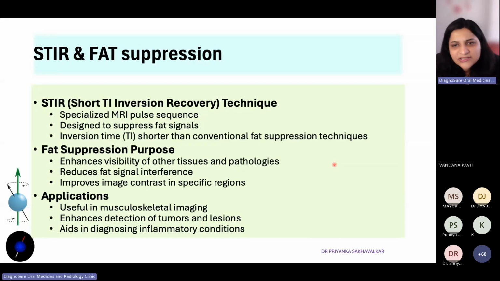There are a few more additional sequences, that is STIR and fat suppression. STIR is short T1 inversion recovery. It is a specialized technique that is again used to suppress fat signal. It effectively nullifies the fat signal while allowing other tissues to be clearly visualized. Whenever we are expecting fat tissue to obscure or interfere with the detection of important structures or pathologies, we can use STIR sequence.